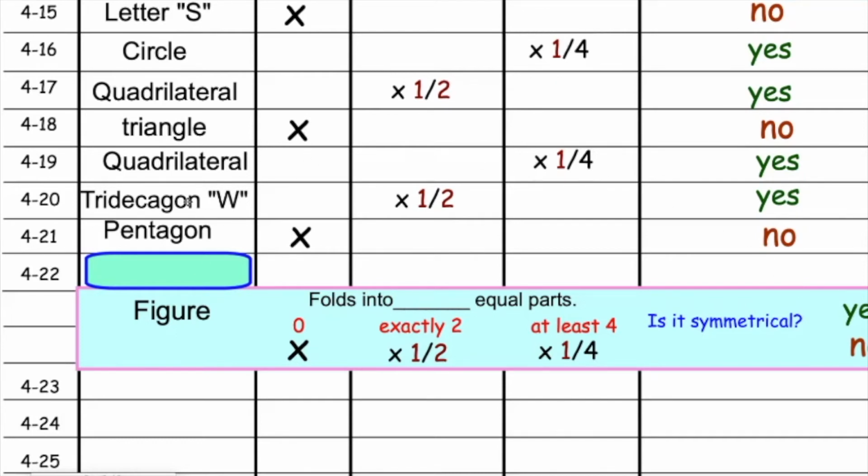So let's fill in some information. So we know that this shape was a quadrilateral. It was a 4-sided shape. And we knew that that 4-sided shape could fold into exactly 4 equal parts. It could be split into fourths, and those parts were symmetrical.